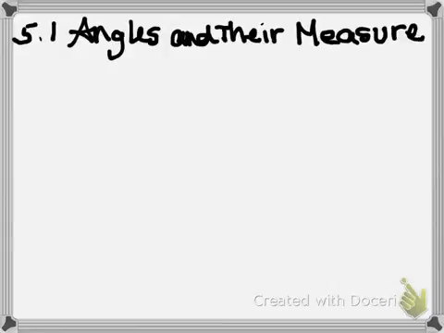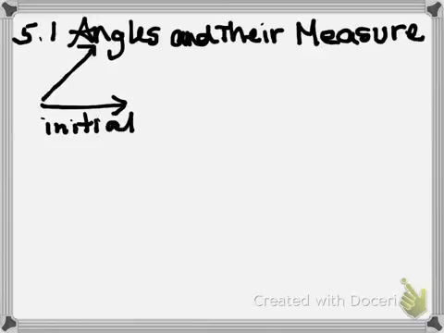All right, so when we take an angle, we have the initial side. Initial means beginning. And we measure the angle to its terminal side. And we usually use a Greek letter of the alphabet to represent the angle. So I'm going to use theta here.